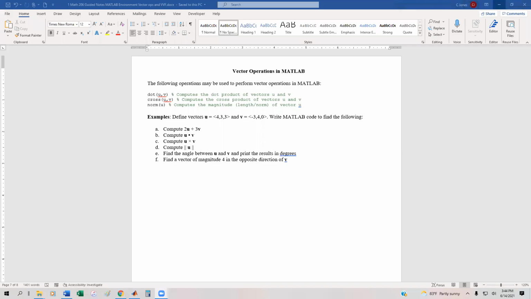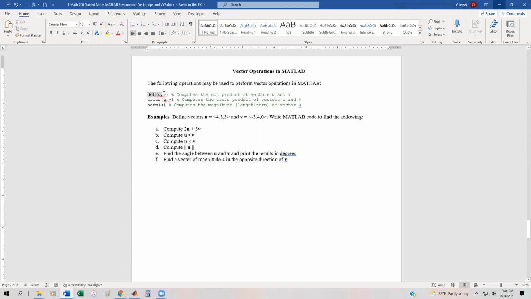We're going to take a look at how we can utilize MATLAB to perform some elementary vector operations. So we're going to define some vectors, and then we're going to perform some of the operations and computations that we've looked at throughout our course with respect to vectors. And what we're going to do first is note that there's three main computations or commands that we would use.